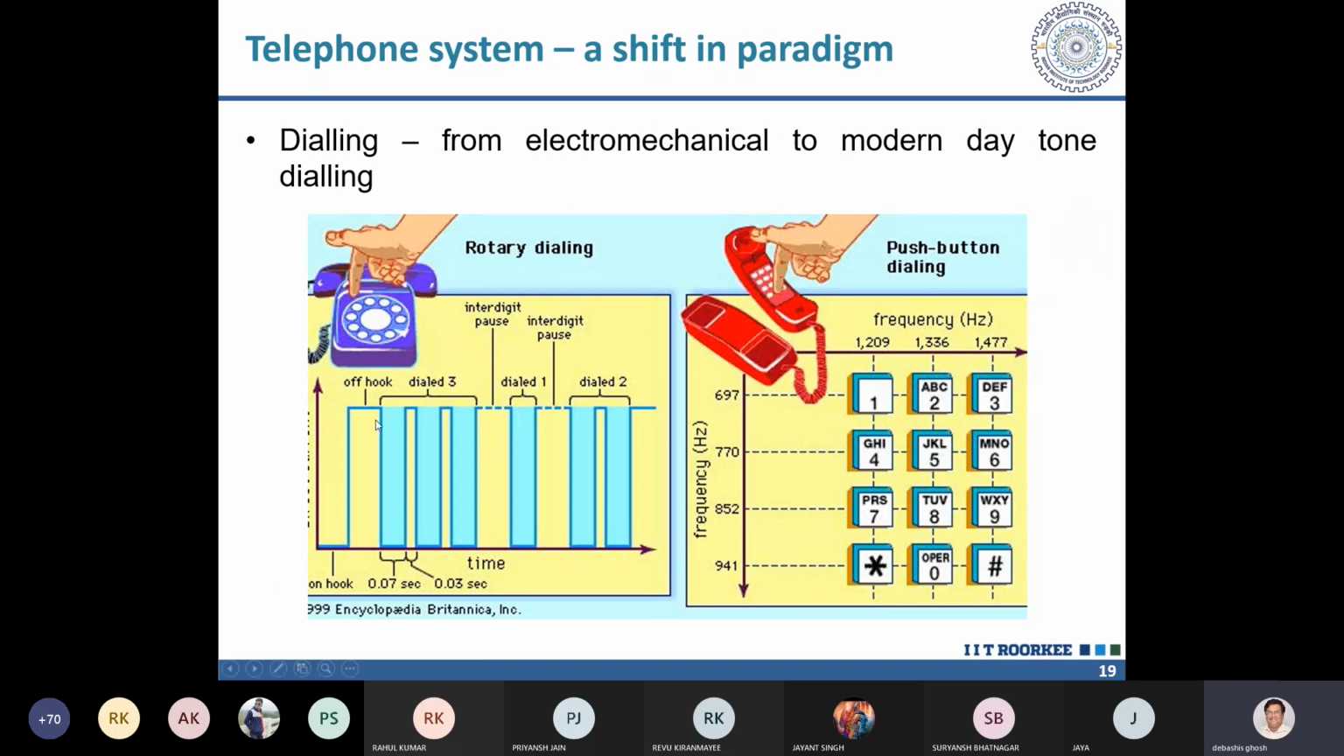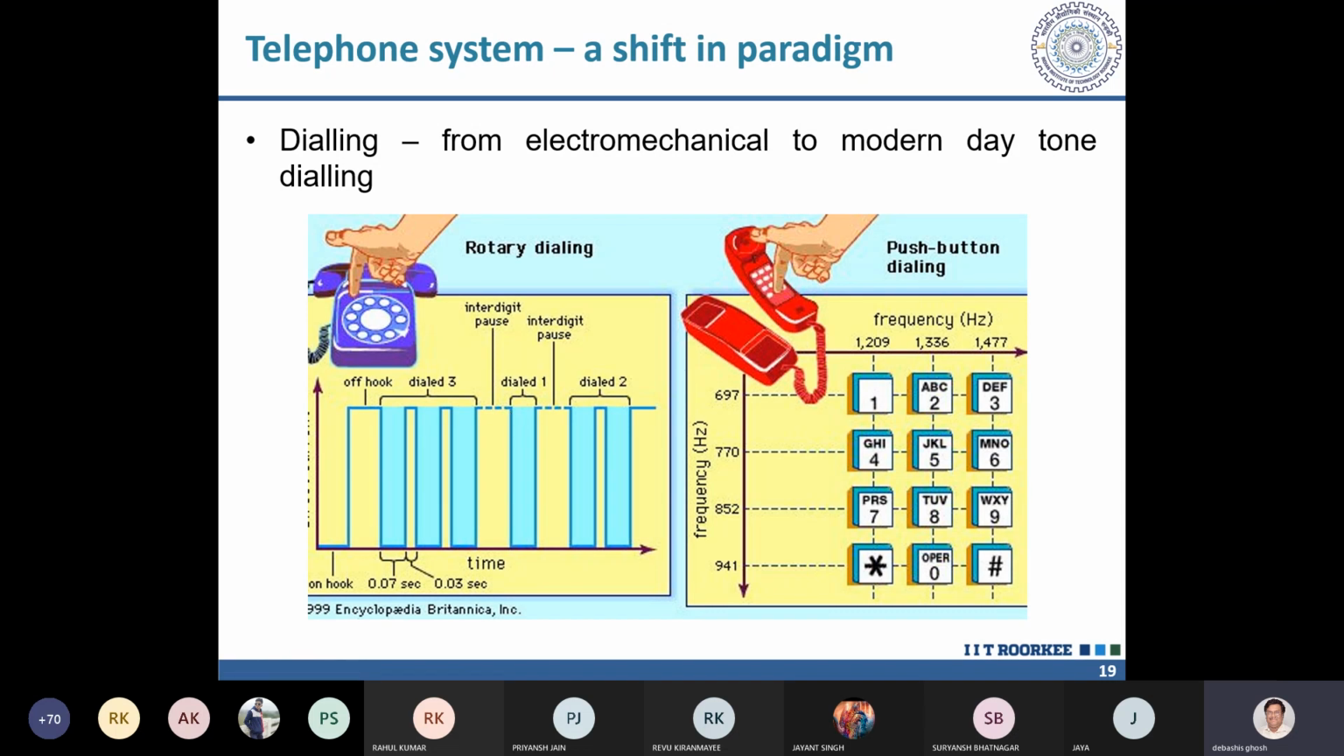Whenever you are off hook, the current is continuously flowing. Now when you are dialing 3, the line will be disconnected 3 times. So it is actually a pulse in the opposite polarity. So 3 times it will become 0 in between. This is the dialing of 3. Then suppose you are dialing 3, 1, 2, the time that is required for pulling the 1 is the interdigit pause. There will be current flowing for some time. That is the interdigit pause.